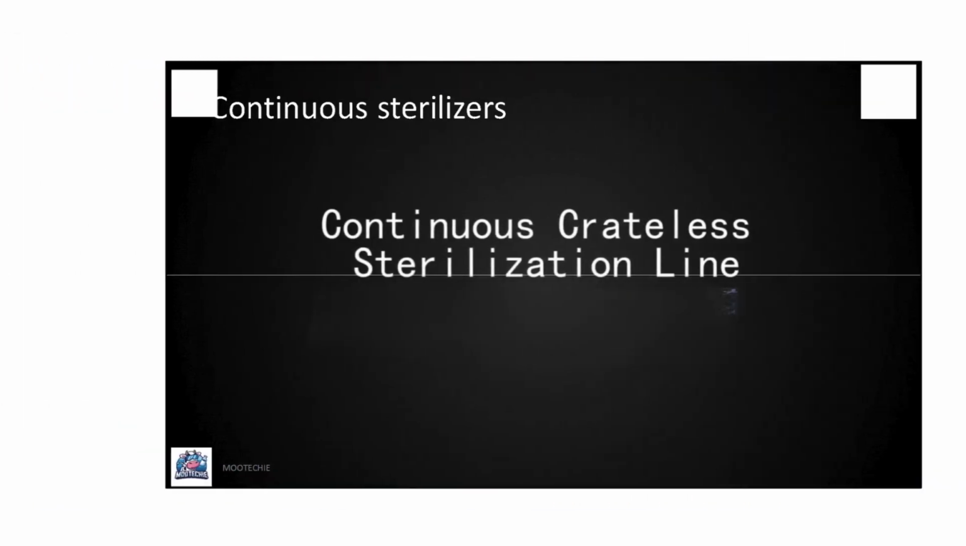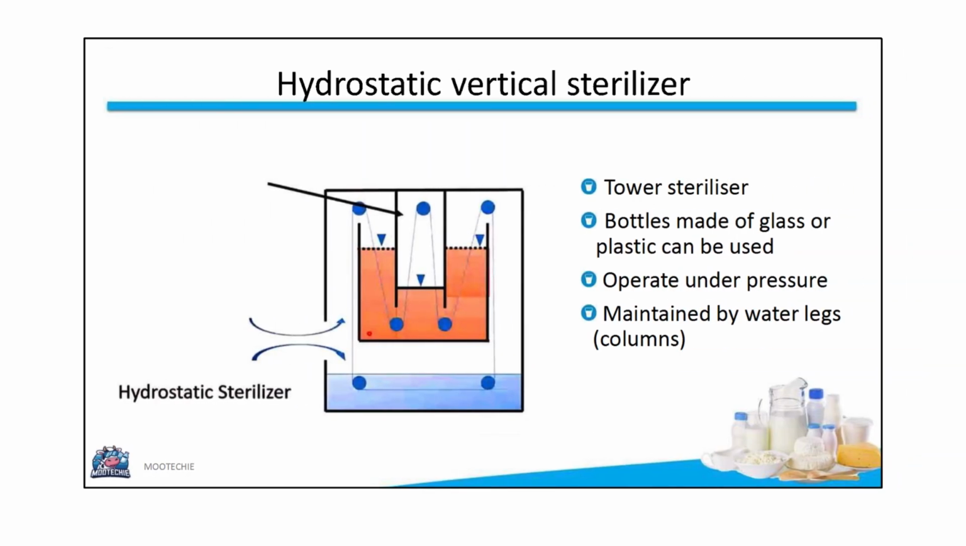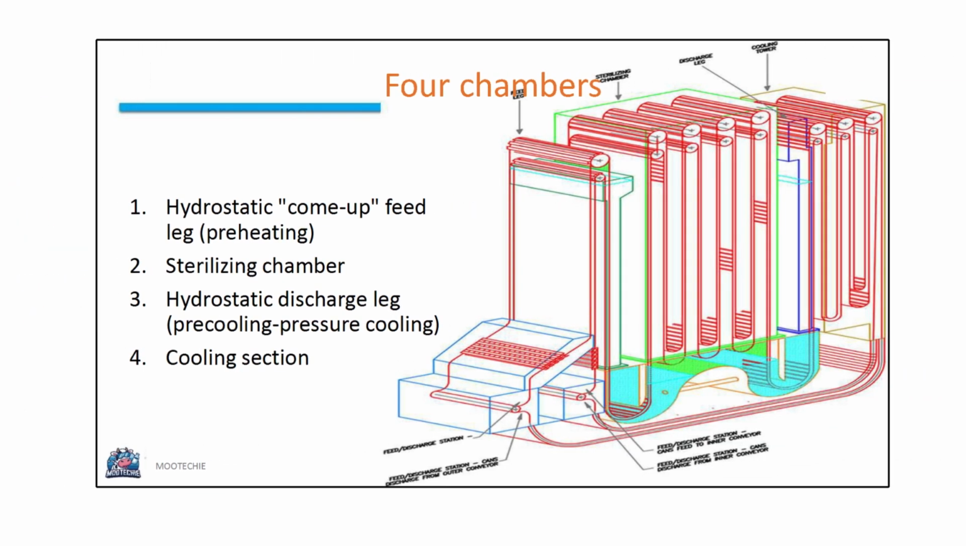Continuous sterilizers can be designed as a continuous crateless sterilization line, where containers move through the system without being held in crates. One major type is the hydrostatic vertical sterilizer, also known as a tower sterilizer. It can process bottles made of glass or plastic. It operates under pressure, which is maintained by water legs or columns of water. This sterilizer consists of four main chambers.